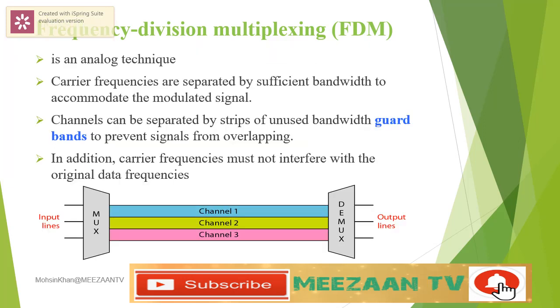Carrier frequencies are separated by sufficient bandwidth to accommodate the modulated signal. These bandwidth ranges are the channels through which the various signals travel. Channels can be separated by strips of unused bandwidth, guard bands, to prevent signals from overlapping. In addition, carrier frequencies must not interfere with the original data frequencies.